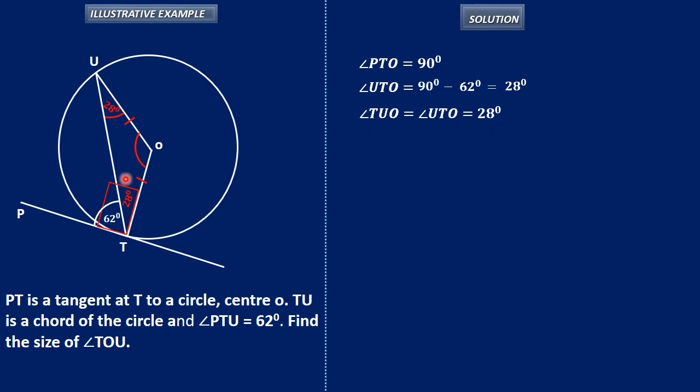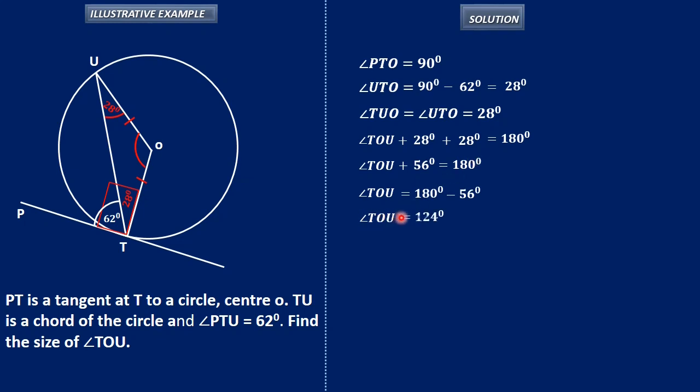And the sum of the interior angles of a triangle is equal to 180 degrees. So angle TOU, which is this angle, plus 28 plus another 28 degrees should give us 180 degrees. So we add this 28 plus 28 and we get 56. And then 56 crosses the equal line to subtract from 180 degrees, and angle TOU gives 124 degrees.